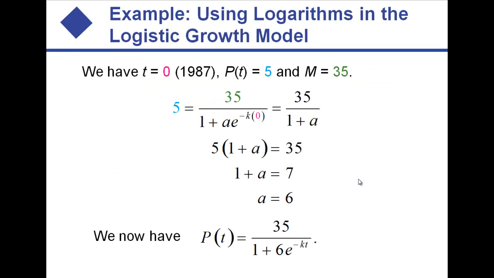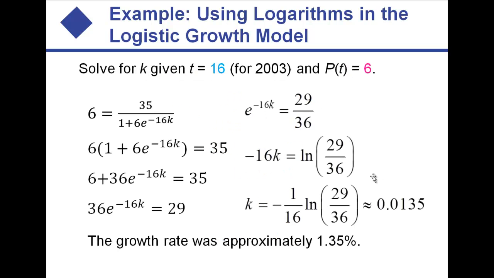So we plug in what we know. We know that in 1987, we're going to call that time 0. The population was 5, and the m, the total sustainable thing, was 35. Plug all that in: 5, 35, 0. The 0 makes the e go away. We're left with just 1 over a. To solve for 1 over a, of course, we multiply both sides by it to get rid of this fraction. So 5 times that equals 35. Divide both sides by 5 gives us this. Subtract the 1 gives us a equals 6. And so we've now solved for a. We can put that back into our equation. Same equation, we just now know what a is.